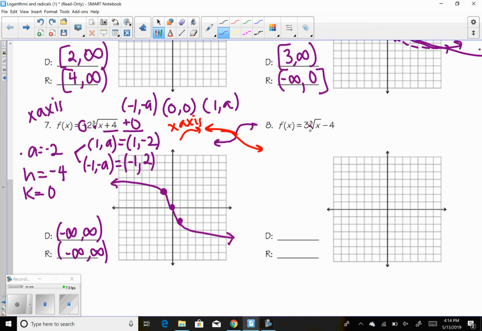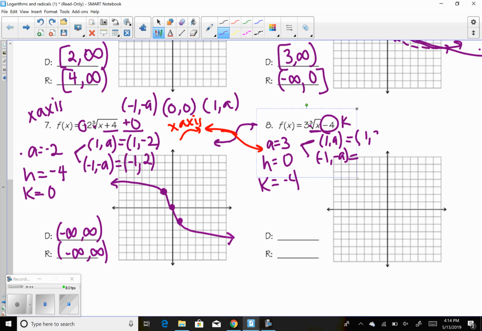All right, so last one. My 3 out front is the big 3. The little 3 is the index. So my a is 3. H, notice there's nothing in there. This guy is in the back. That's a K. H has nothing. K is negative 4. All right, so you get 2 points. You get (1, a). You get (-1, -a). So if a is 3, I'm going to get (1, 3), that's (1, a), and (-1, -3). So I have the points that I need.